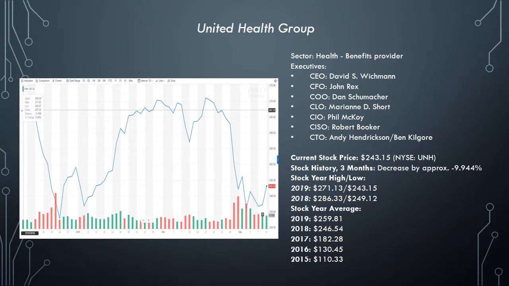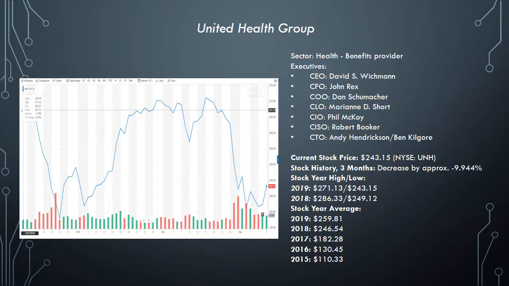Here we have basic information on United Health Group. On the left, you see the last 3 months of their stock prices. They did drop approximately 9.944% in stock price. However, on the right side at the bottom, I did put the stock year average and the highs and lows for the last 2 years. Well, 2019, 2018.